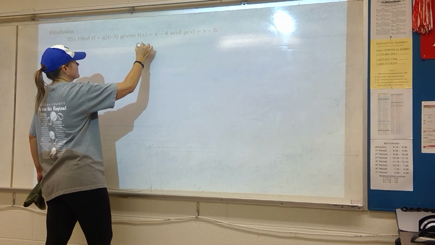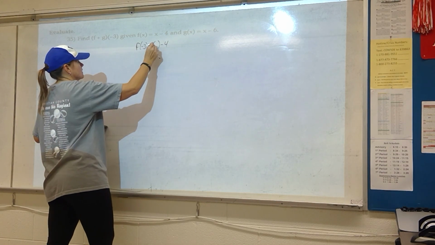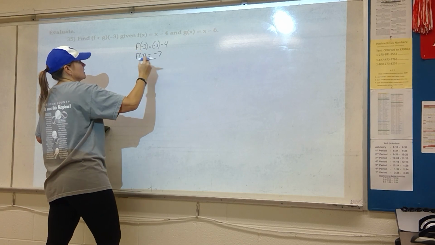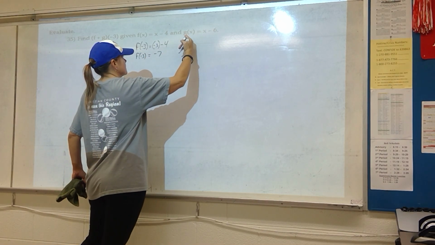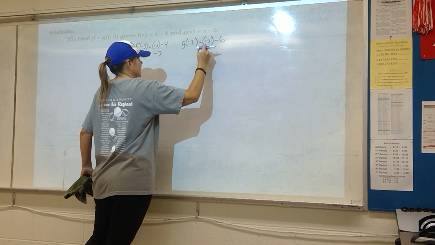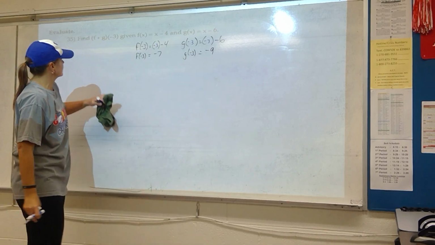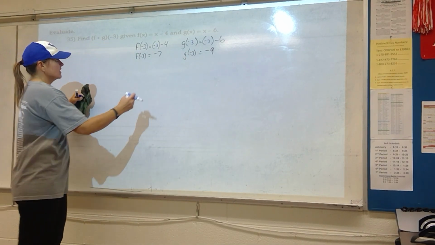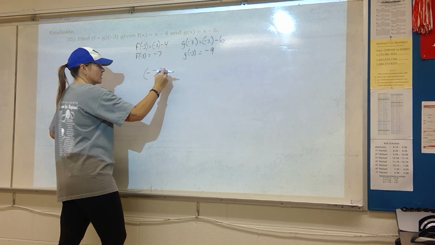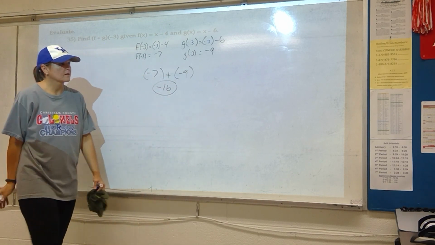Let's find the f of -3. You can use a calculator if you need to. -3 minus 4 is -7. You can find the g of -3. -3 minus 6 is -9. And the question wants you to do f plus g of -3. So you take your f, which is -7, plus your g, -9, add it together to get -16.